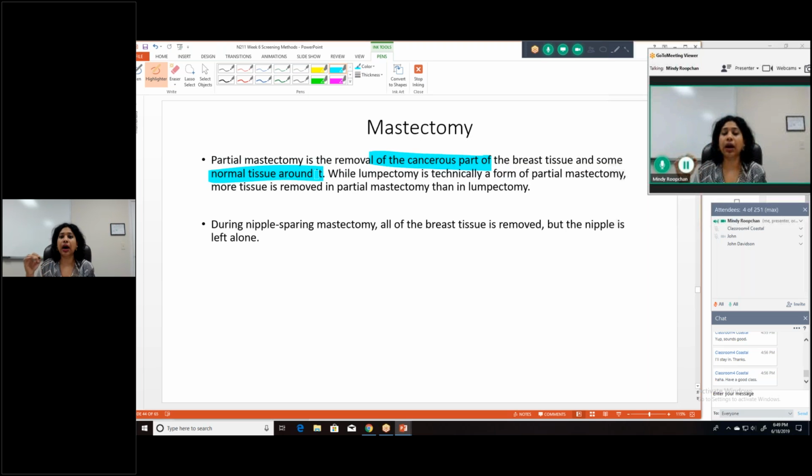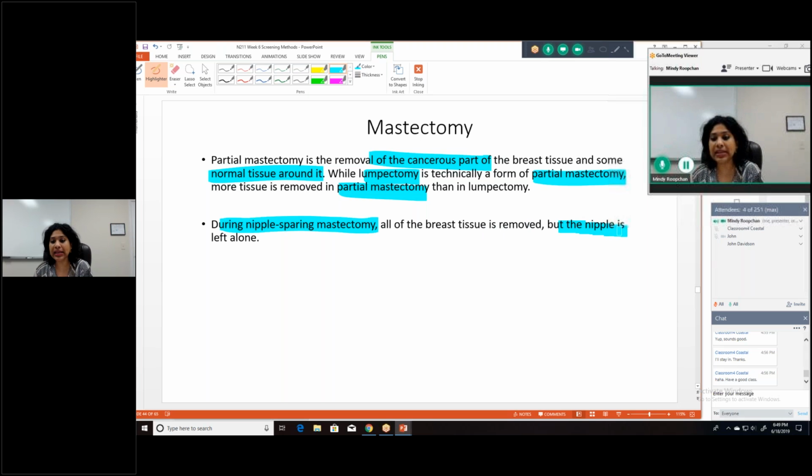A partial mastectomy is the removal of the cancerous part of the breast tissue and some normal tissue that's around it. So a lumpectomy is technically a form of partial mastectomy. More tissue is removed in a partial than a lumpectomy. And then during nipple-sparing mastectomy, all of the breast tissue is removed, but the nipple is spared or left alone.